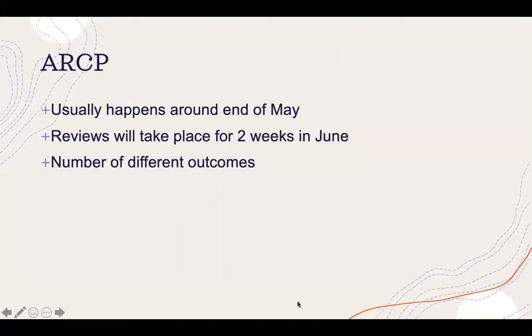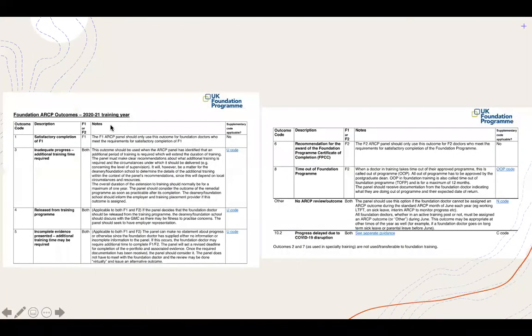Okay. All right. So now talking about ARCP, it usually happens at the end of May, and it goes on for about 2 weeks. Within that time, you'll be told about the outcome, whether you've passed your ARCP. There are a number of different outcomes, which I'll show you here. So these are the outcomes available for this year. It might be different next year, so like I said, you need to check again when you start.